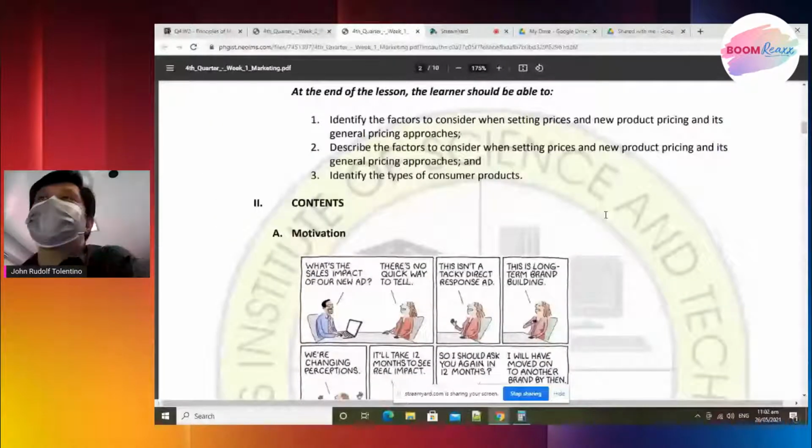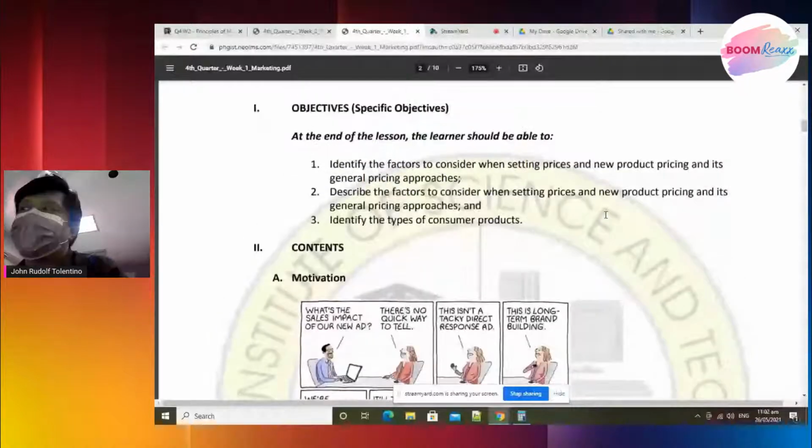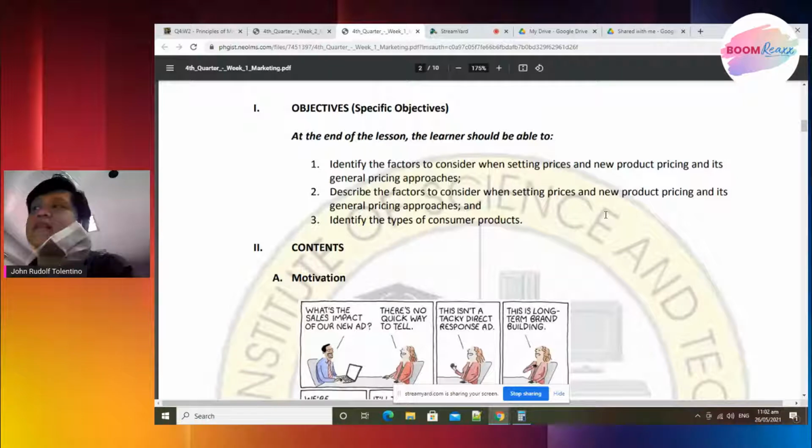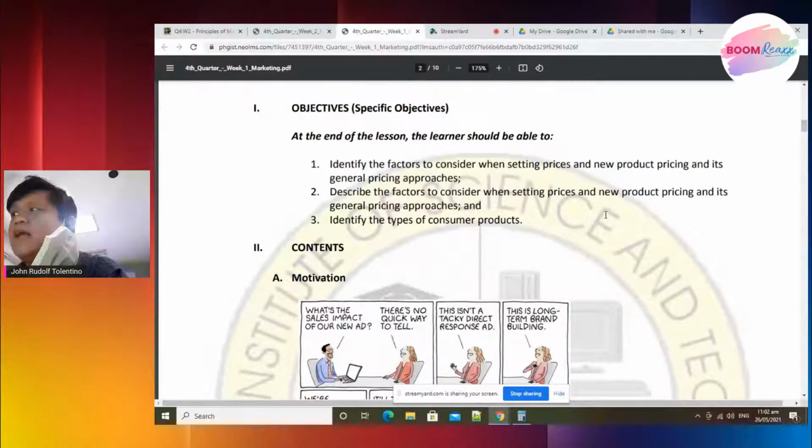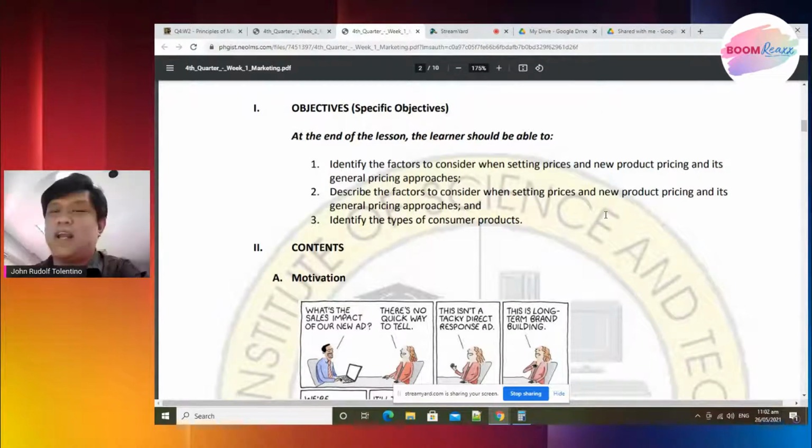So the objective of week one is to identify the factors to consider when setting prices and new product pricing and its general pricing approaches. Describe the factors to consider when setting prices and new product pricing, its general pricing approaches, and identify the types of consumer products. Okay, so ang galing ko, nahihirapan ako mag-bida.